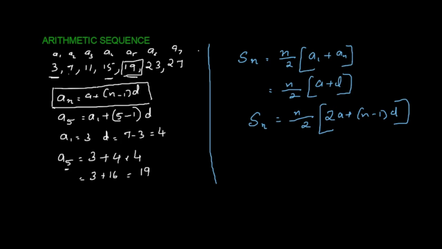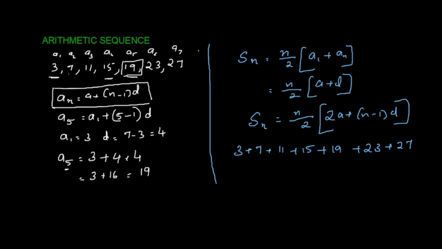Now we'll find the sum of this arithmetic sequence, right? Then we will write one more series: 3 plus 7 plus 11 plus 15 plus 19 plus 23 plus 27, right? How can we find the sum of this series using this formula, right?